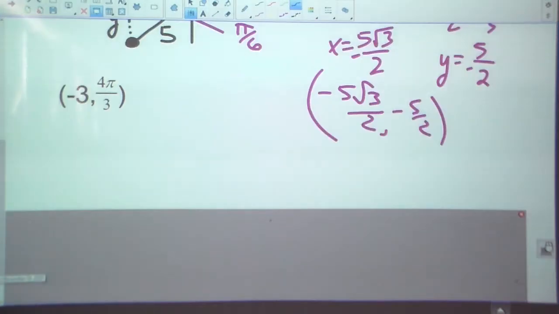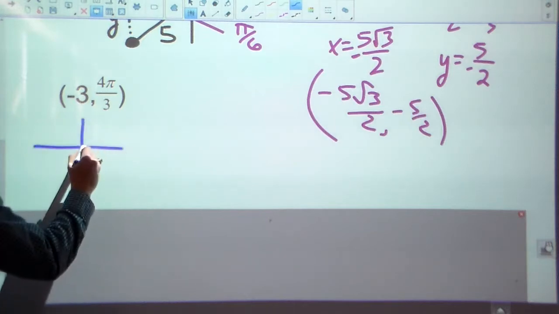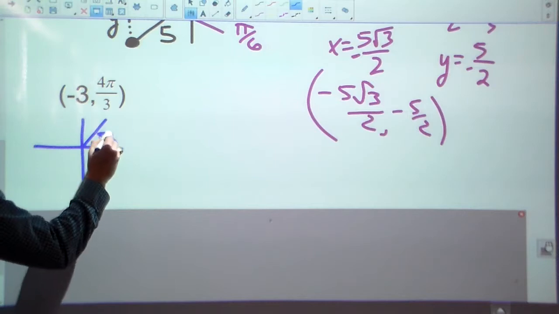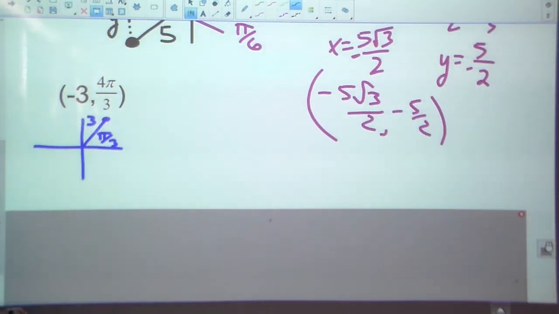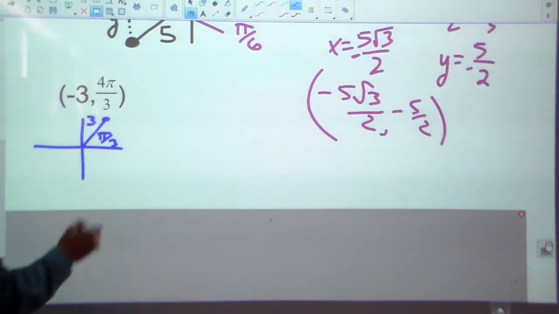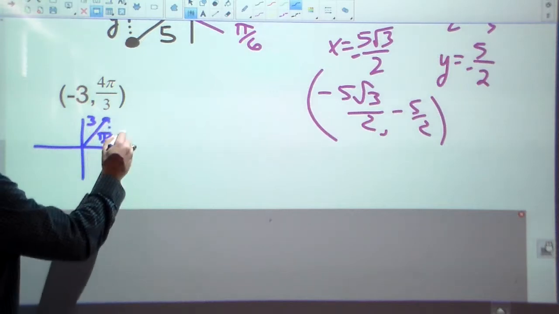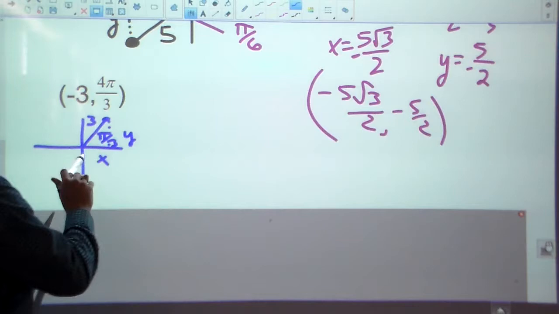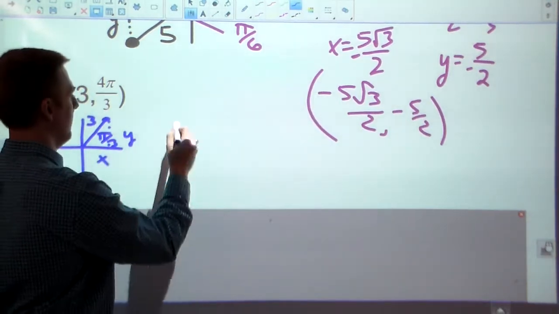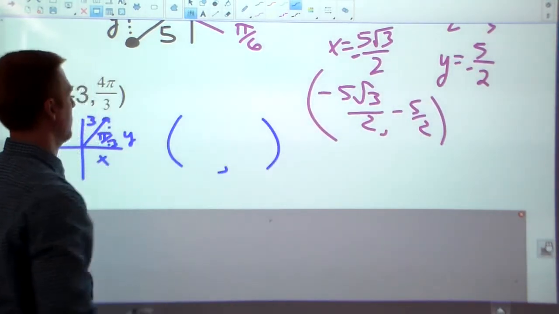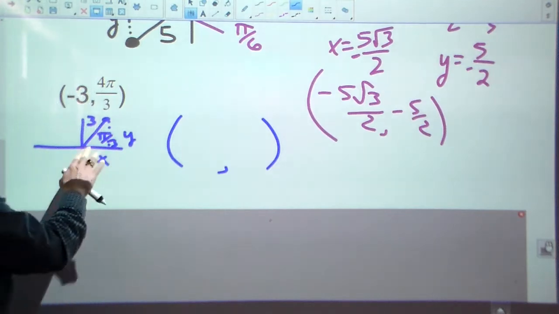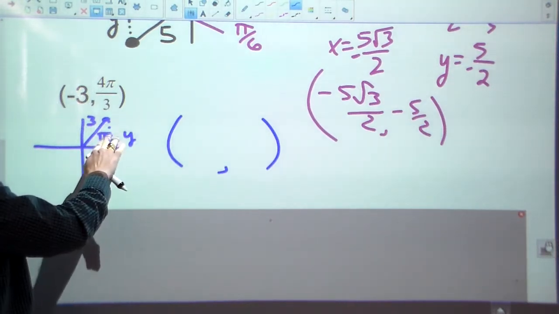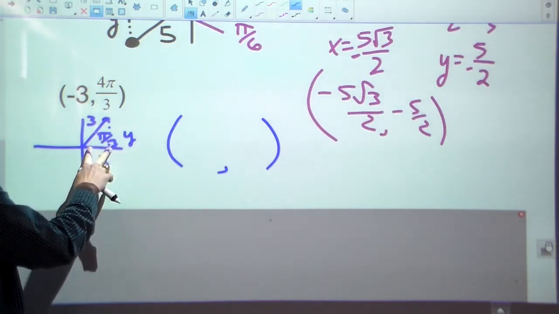For the other point, (negative 3, 4 pi over 3), we know that's really at the same angle as pi over 3 with a radius of positive 3. So if we set up another triangle, we've got an xy coordinate we're looking for. We could do all that other work if you need to. I'm just going to try to make it short here. To get the x coordinate, we're going to take cosine of pi over 3, which is 1/2.